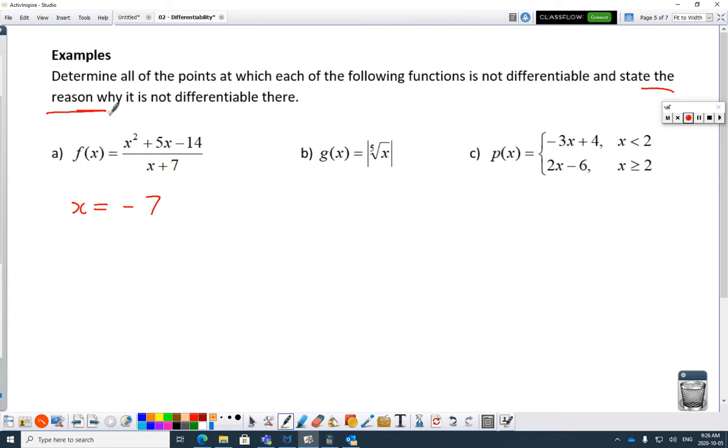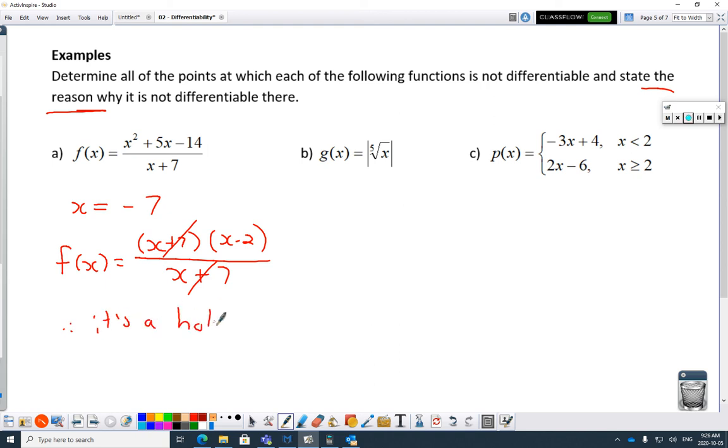So I've got to do just a little more work here because I'm not positive what kind of problem this is. I've got it narrowed down. It's either a vertical asymptote or a hole. I've got to factor the numerator. What I get on the numerator is x plus 7, x minus 2. Those cancel. Therefore, it's a hole, not a vertical asymptote, because the factors cancel out. That's simple. It cancels out.